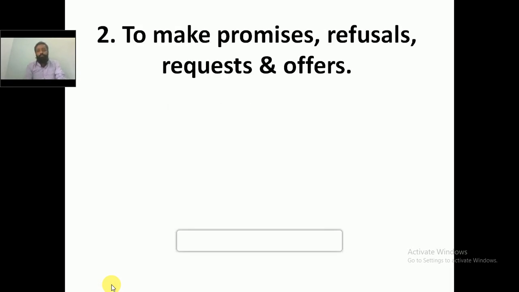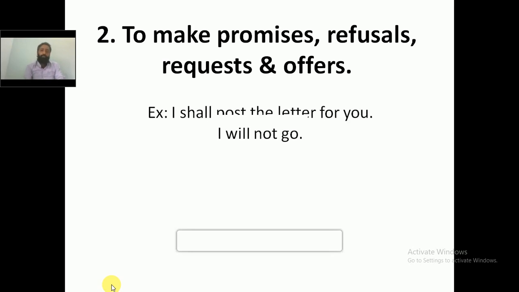To make promises, refusals, requests and offers. Which means we are using the simple future tense to make a promise, to refuse something, to request something, or to make an offer. Let's go through the examples. I shall post the letter for you. Which means I am making an offer for you. That what is offer? I shall post the letter for you.